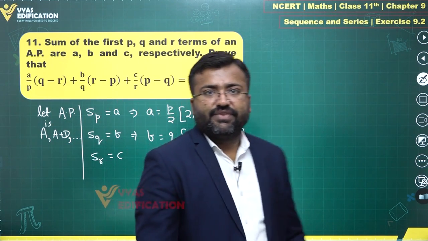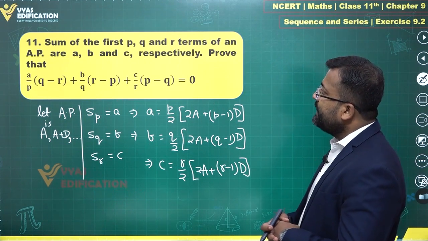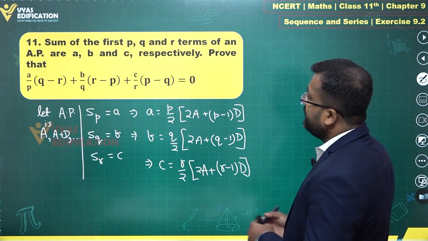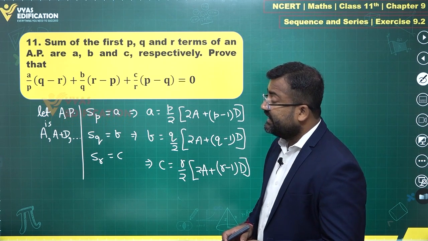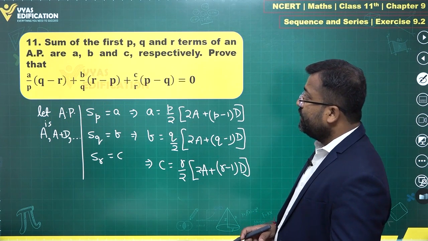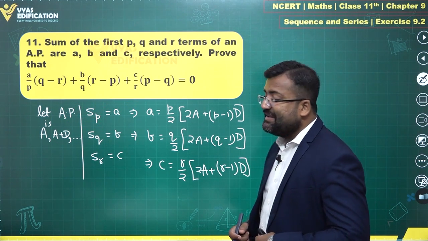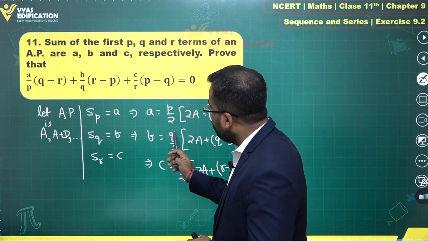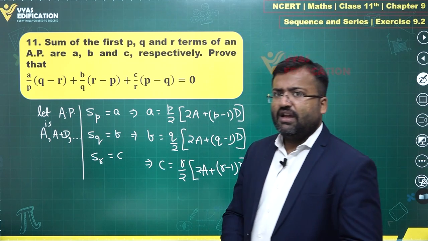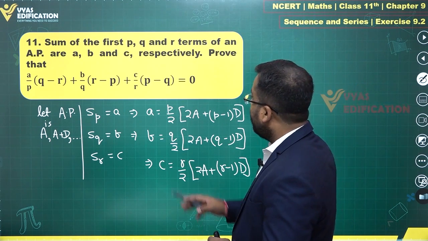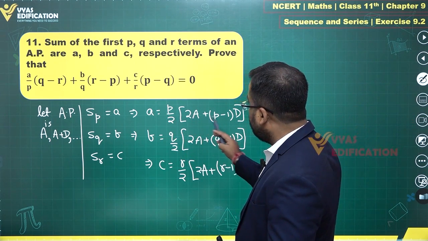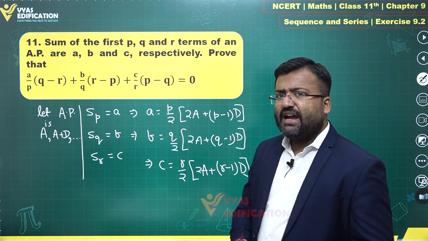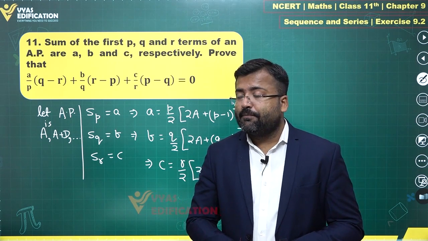Is that okay? Yes, that looks pretty much okay. Sum of first P, Q and R terms of an AP are a, b and c respectively. Prove that a upon P times Q minus R, b upon Q times R minus P and c upon R times P minus Q. That's what we are interested in? Yes. So let's focus on a upon P, b upon Q and c upon R. That can be found easily, yes. And a upon P is equal to this complicated looking expression, but we can multiply that with Q minus R and see where does that take me.